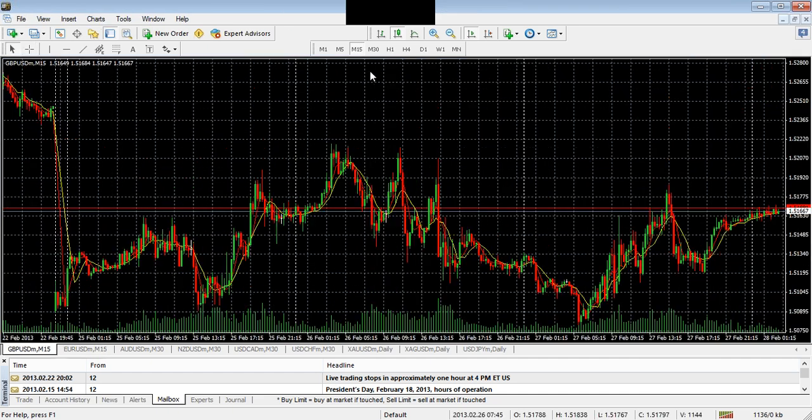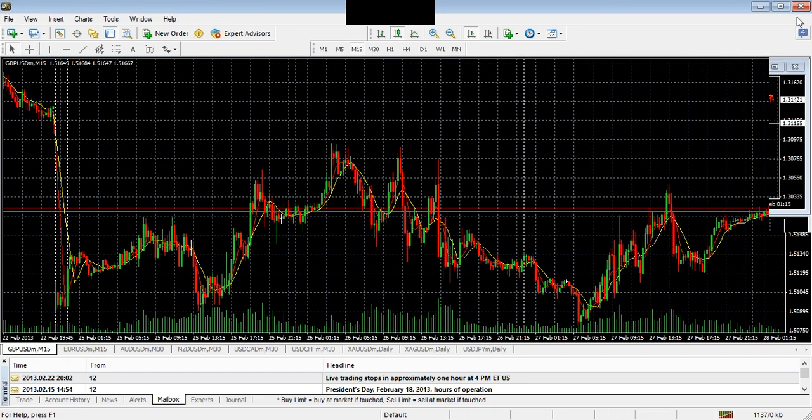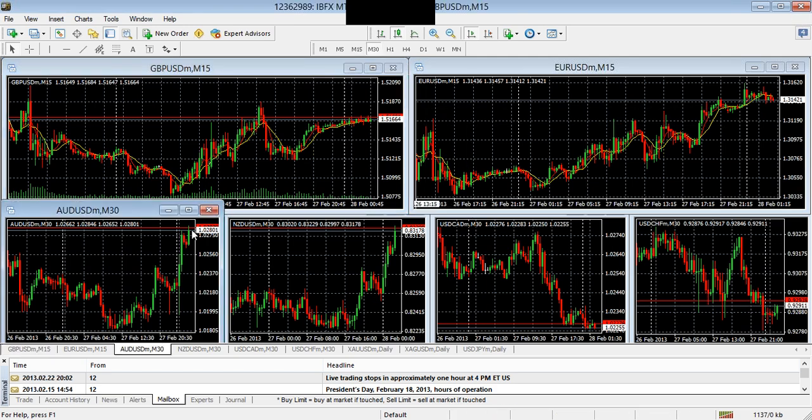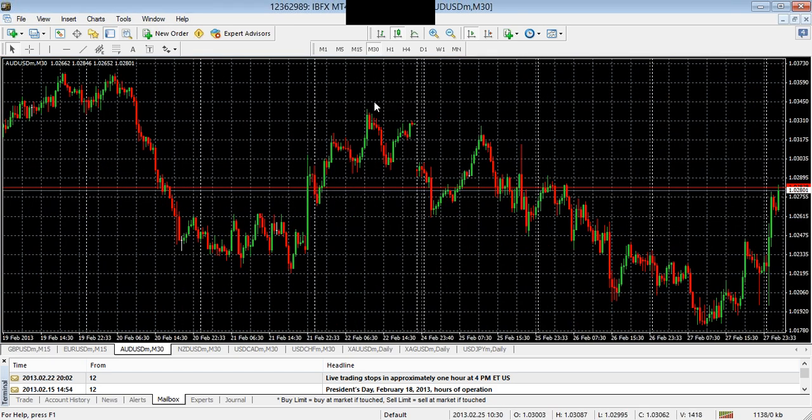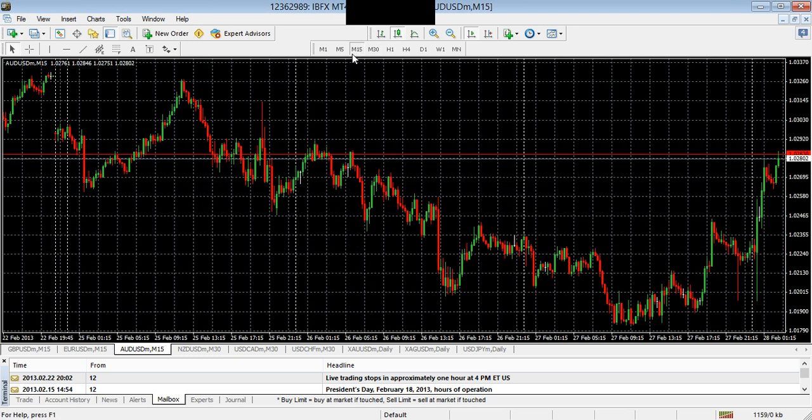Let's see what the pound did today. There's the pound, pretty much a trend up. Had a little bit of a correction in the middle of the day and a trend up. Let's see what the Aussie did against the U.S. dollar. Today, there's your sideways action, and then your trend up later in the day. So it took a little bit longer to get going.